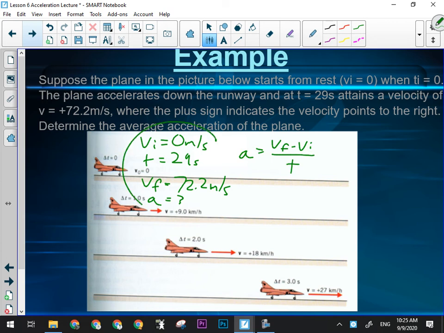Here's why writing down your givens is so important. It wasn't obvious in Science 10 why it was so important to write down your givens. But when we're done today, you'll have 5 different acceleration formulas. Writing down your givens will help you determine which one of them you need to use in the question, because you match up what you have with what's in the formula. For this one, I have these 3 things and I'm looking for this, and they're all in this formula together. So I don't have to manipulate, I'm just going to plug in my numbers. So 72.2 minus 0 divided by 29 seconds.